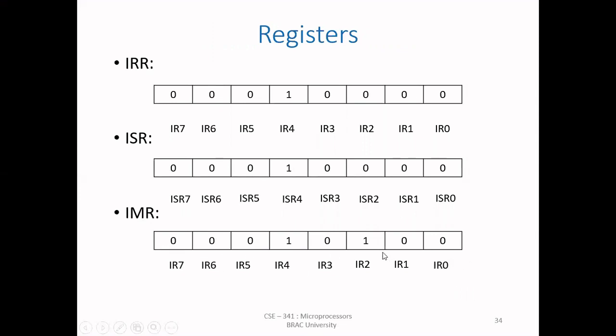Now, if you want to unmask or enable an interrupt input, you send a command word with a 0 in the bit position that corresponds to the input. Suppose we want to unmask, in this case, okay, look at this figure. This is the 8-bit register. Here 0 means this is unmasked or enabled. That means the IR7 interrupt is enabled, the IR6 interrupt is enabled, and the IR1 interrupt is enabled or unmasked.